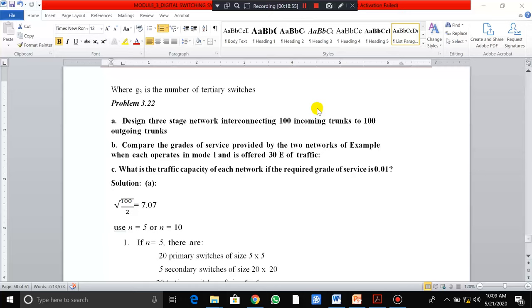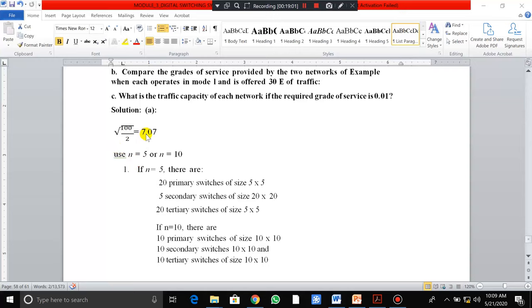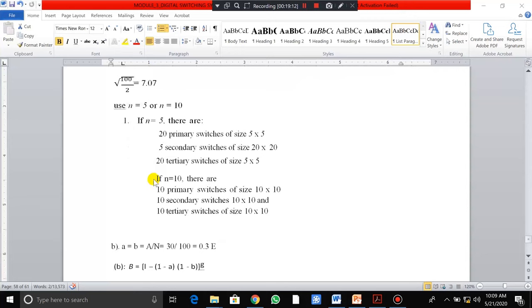So we have here square root of 100 divided by 2, which is equal to 7.07. We use n is equal to 5 and n is equal to 10. Let us consider the first case, that is n is equal to 5. So we have 20 primary switches of size 5 cross 5, 5 secondary switches of size 20 cross 20, and 20 tertiary switches of 5 cross 5.